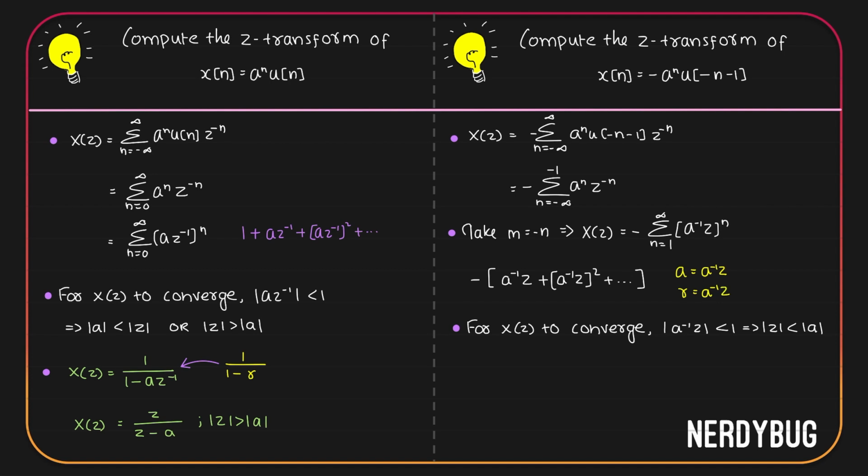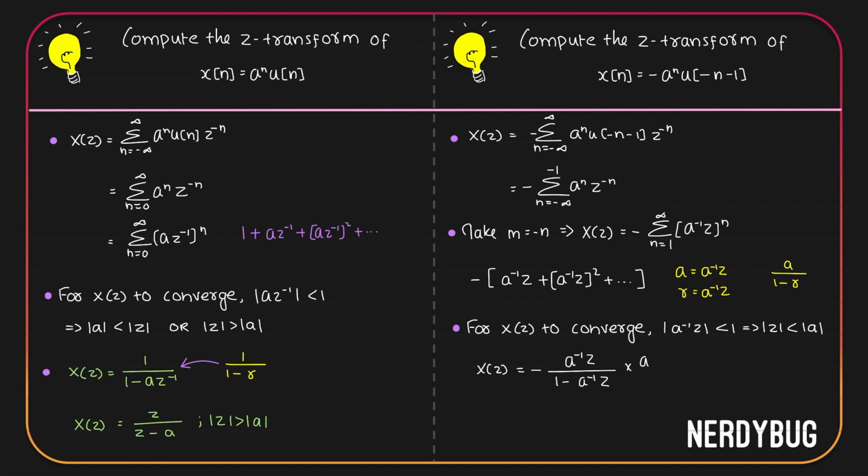Now here we have a GP whose first term a is a inverse z, and its common ratio r is also a inverse z. When the first term of a GP is not 1, we take its sum to be a divided by 1 minus r. So here we can write x of z is equal to, there is a minus here, so we have to put it, minus of a is a inverse z divided by 1 minus r is a inverse z.